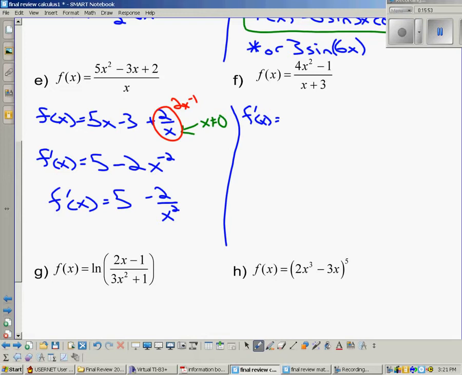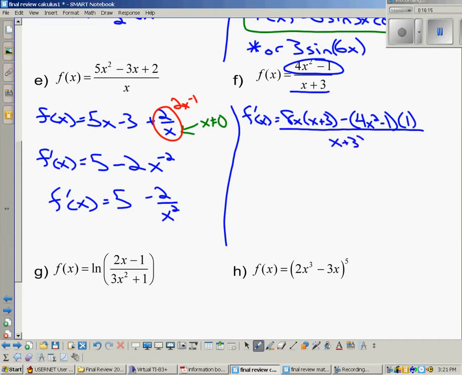Okay, which tells us take the derivative of the top, the 4x squared minus 1, that's just 8x, times the bottom, x plus 3, minus top times derivative of the bottom. Okay, derivative of x plus 3 here would just be 1, all over bottom squared.